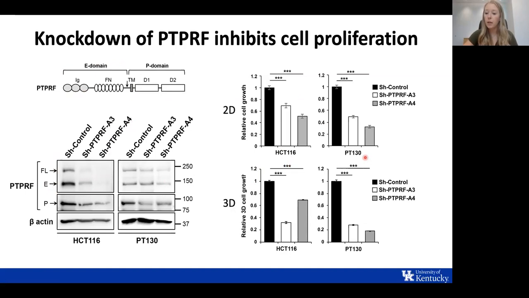Using these knockdown cells to do a cell proliferation assay, we see that in both HCT116 and PT130, 2 colorectal cancer cell lines, the knockdown of PTPRF decreased cell growth. This cell growth decrease was further exhibited when those cells were grown in 3D, plating the cells in Matrigel.